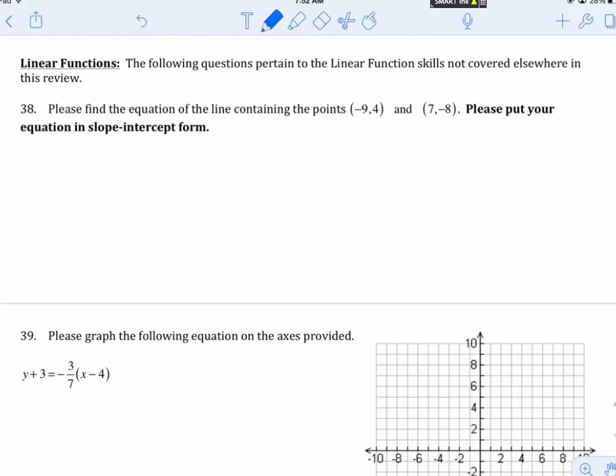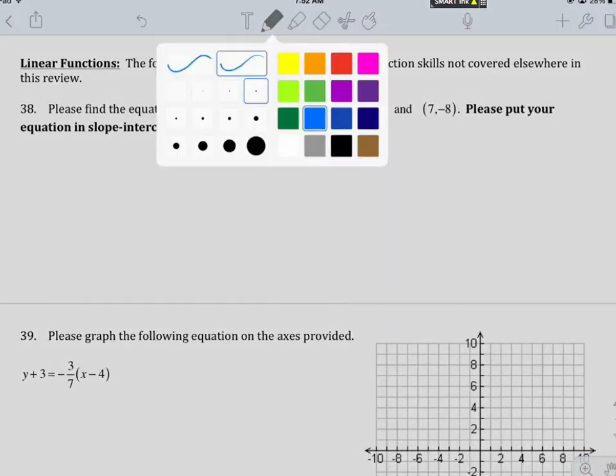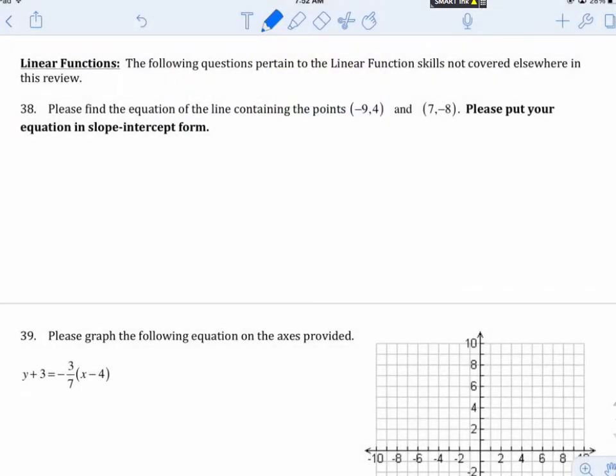And all we need to do here is find the equation for the line containing the points (-9, 4) and (7, -8). And eventually we're going to have to put our equation into slope-intercept form, so let's not forget to do that. Well, the first thing I think we're going to want to do is find the slope of our line, the rate of change for that y value.